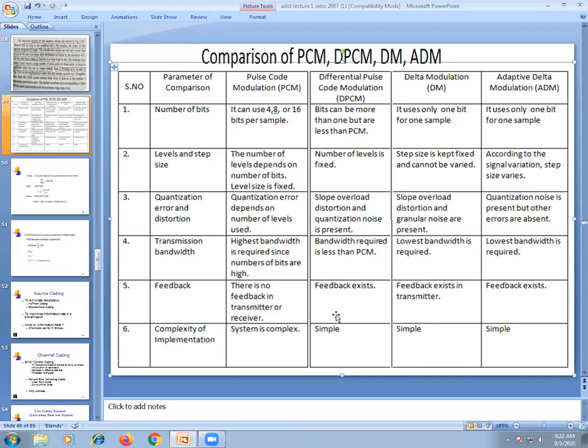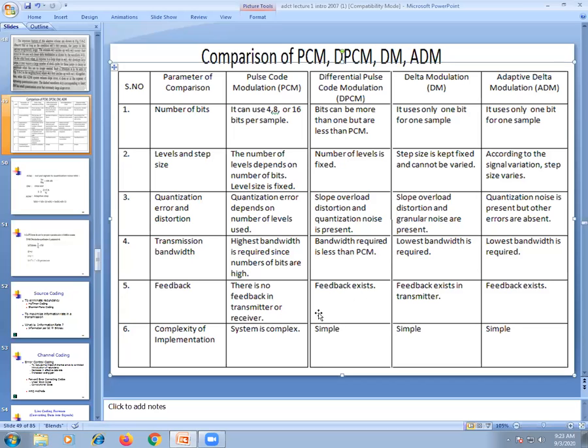Now Δq of k is fed back to the predictor, where the prediction takes place. The predictor output is given to the accumulator, and the accumulator output is given to the differential amplifier. So that is the transmitter block diagram. In the transmitter, feedback is taken from the quantizer output to the predictor, the predictor output goes to the accumulator, and the accumulator goes to the differential amplifier. That is the feedback. Feedback is there in the DPCM block diagram.